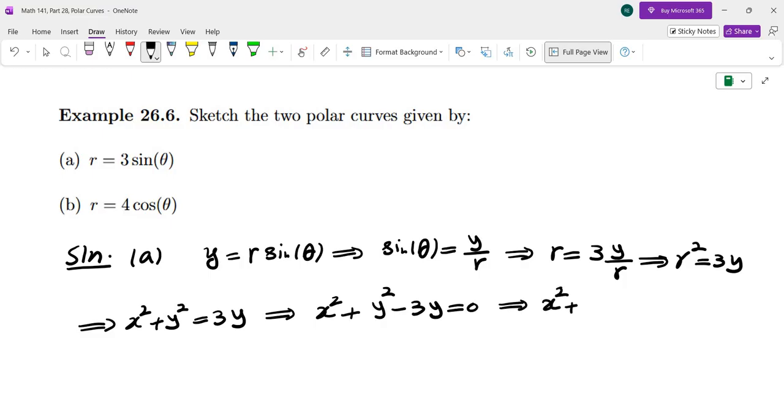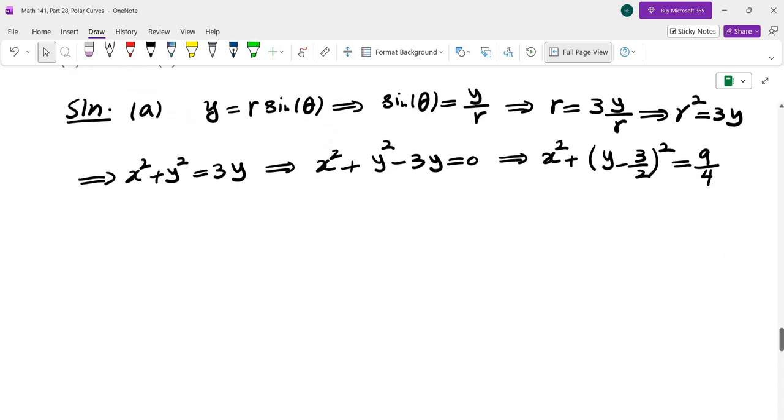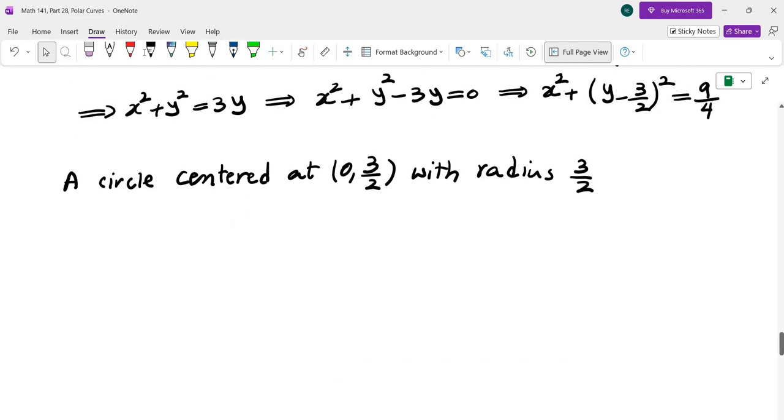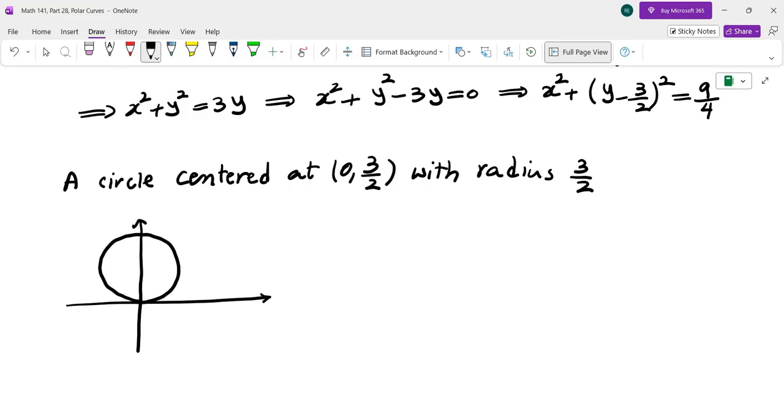If we complete the square, we get x squared plus y minus 3 halves squared equals 9 over 4. So this is a circle centered at 0, 3 halves with radius 3 halves. This is the curve that we just saw. This is in fact a circle.